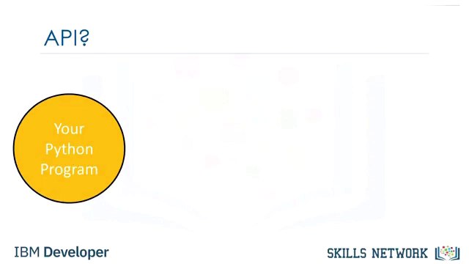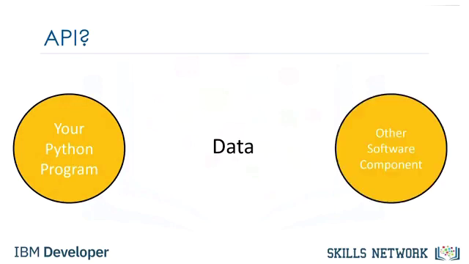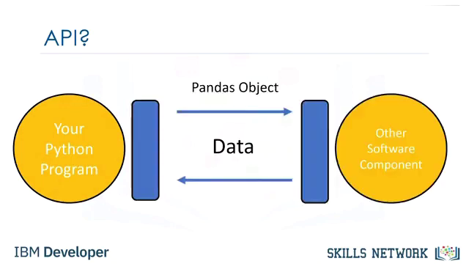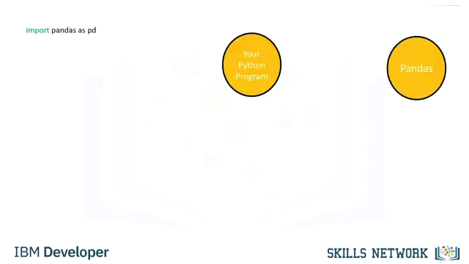Pandas is actually a set of software components, much of which are not even written in Python. You have some data. You have a set of software components. We use the Pandas API to process the data by communicating with the other software components. Let's clean up the diagram.